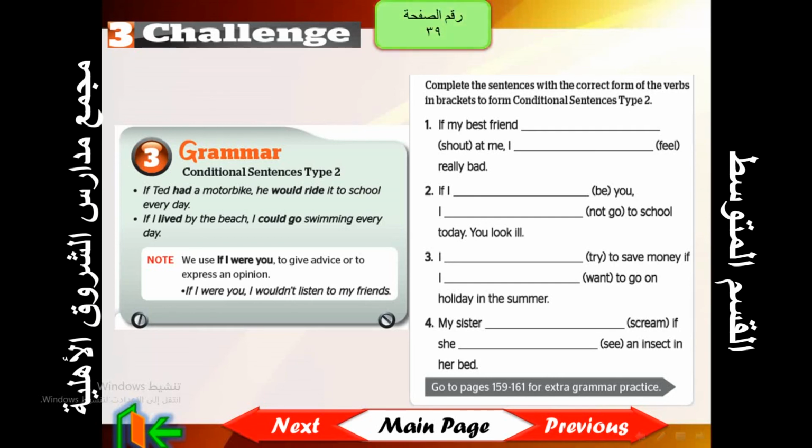The last sentence, number 4: my sister scream if she see an insect in her bed. Okay, as we see, if is in the middle of the sentence, followed by past simple and preceded by would plus infinitive. The answer is my sister would scream if she saw, in the past simple. As we know, the past form of see is saw. If she saw an insect in her bed.